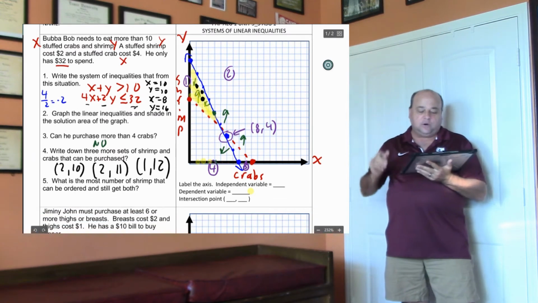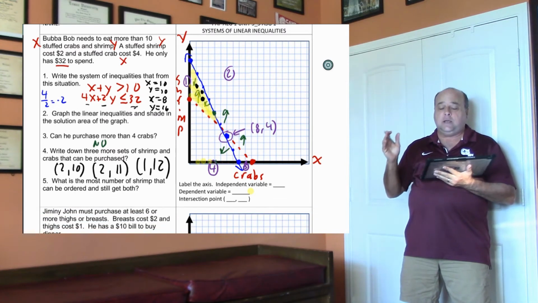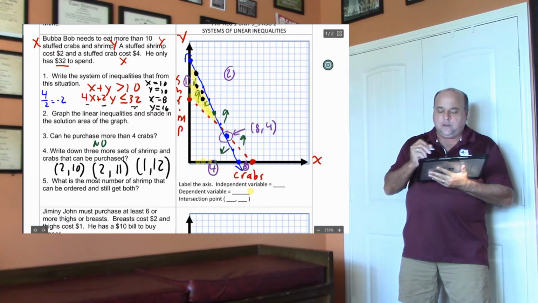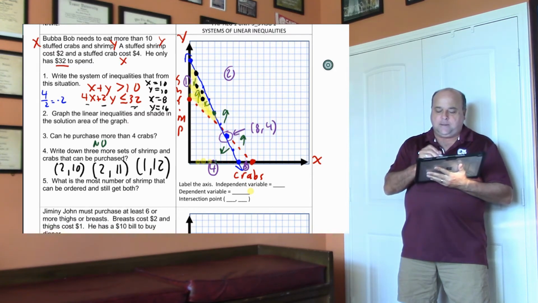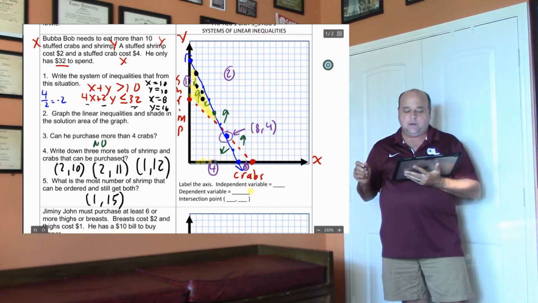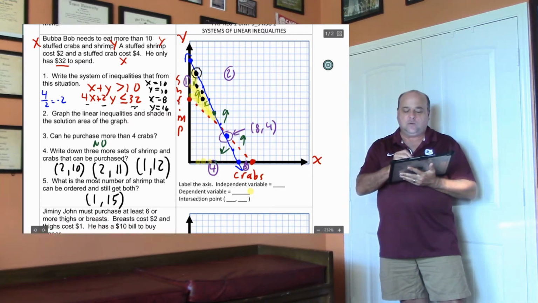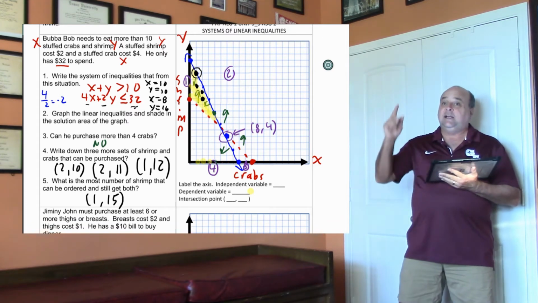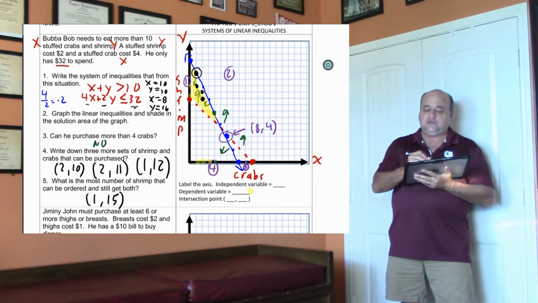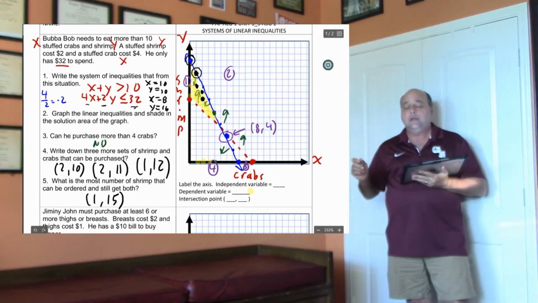What is the most number of shrimp that can be ordered and still get both? So what is the Y? The highest the Y could be would be right here. So I could get 1 crab and I could get 15 shrimp. 1, 15 would be the most I could get, and that would be this ordered pair right here. If I get 16 shrimp, I'll get 0 crabs. Okay, 16 shrimp, 0 crabs would be right here.